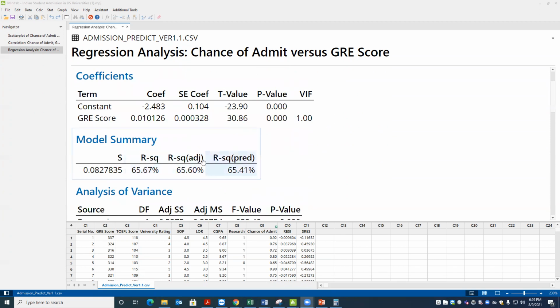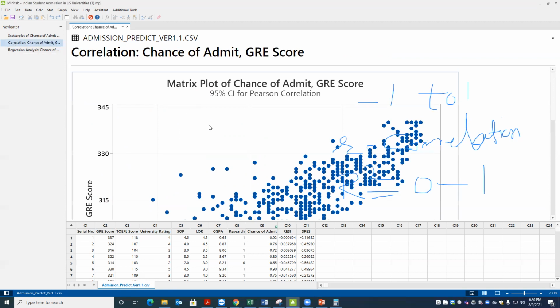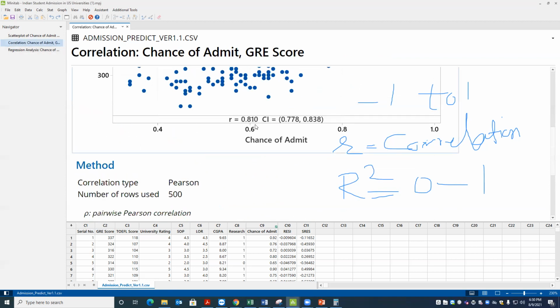Now let's see what the difference is. We first calculated a small r. This is correlation. And this correlation goes from -1 to +1, and capital R, the regression coefficient of determination, is between 0 and 1. Now, what is the relationship? Let's do it here. What is the correlation coefficient? 0.81.